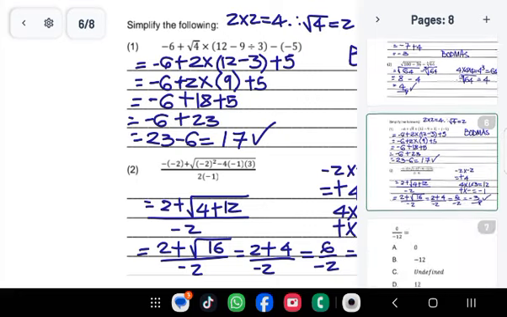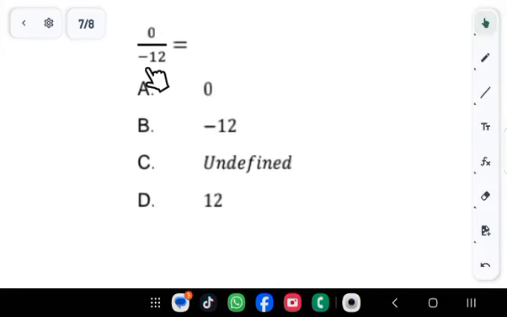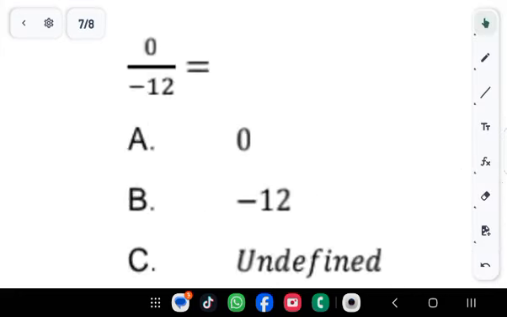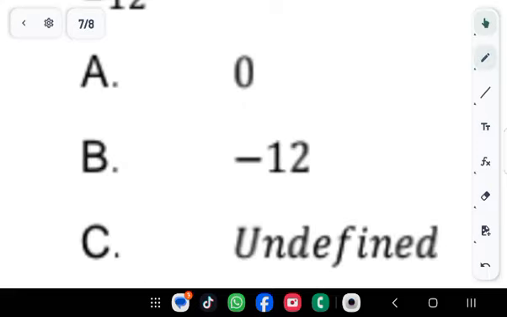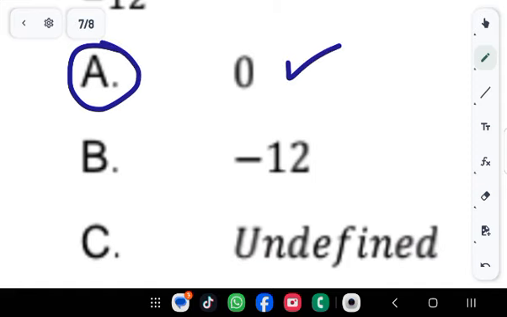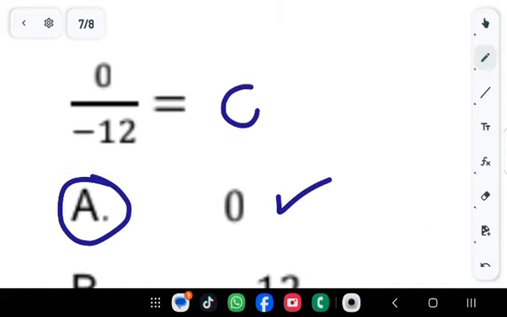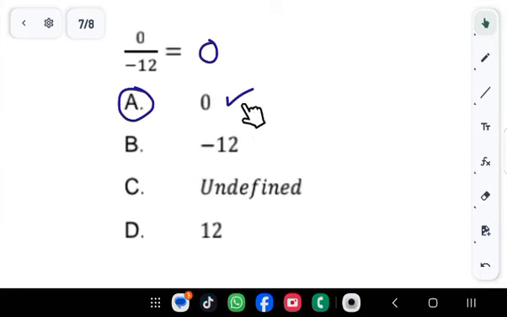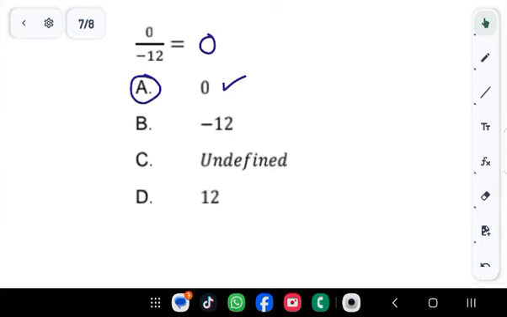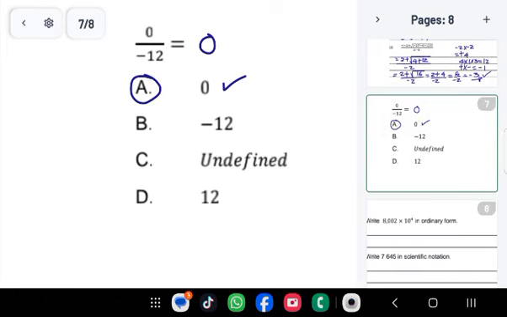Next question. 0 over negative 12. 0 divided by anything will always give you 0. So the correct answer is option A. If it was anything divided by 0, then it would be undefined. But 0 divided by anything is simply 0.